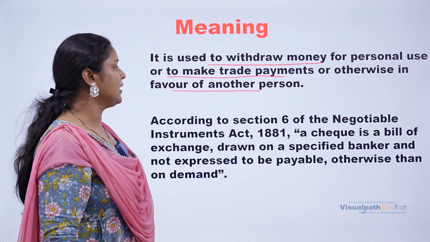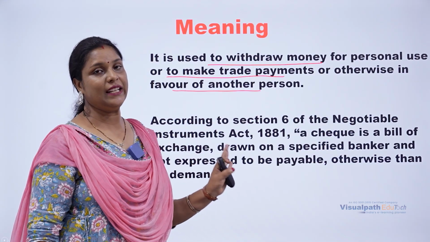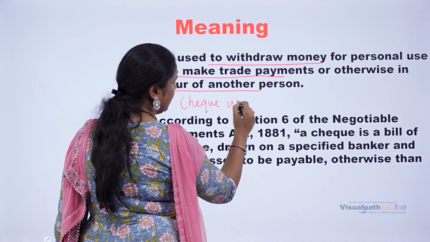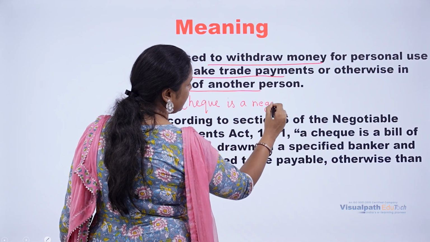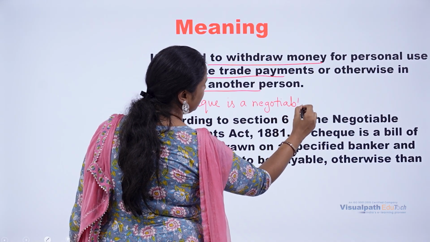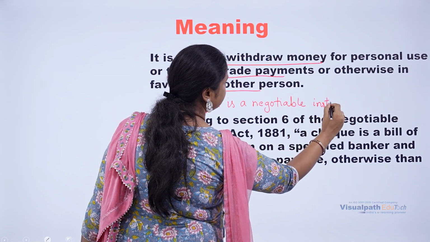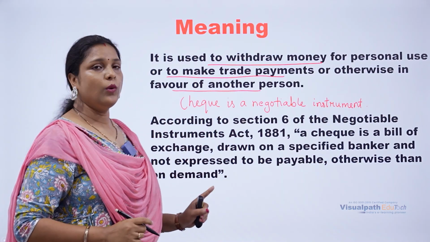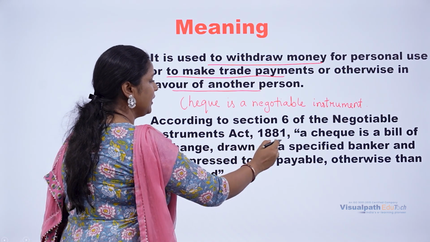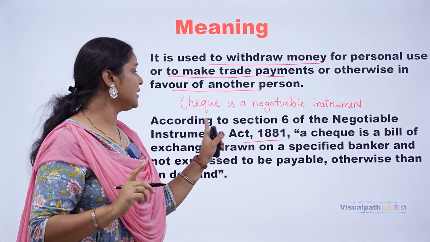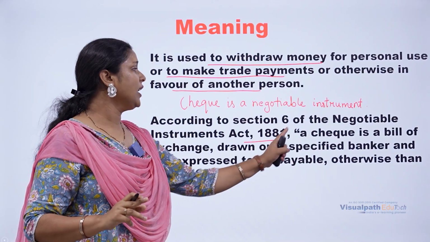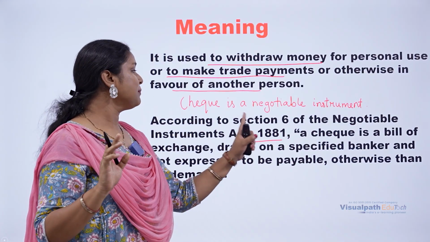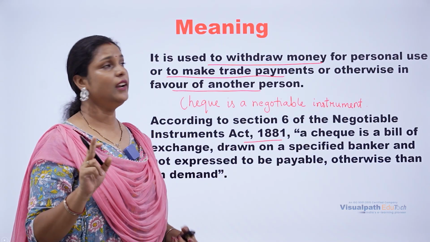According to Section 6 of the Negotiable Instruments Act 1881, a check is a negotiable instrument. So a check comes under the Negotiable Instruments Act 1881. What does this act define a check as? A check is a bill of exchange drawn on a specified banker.